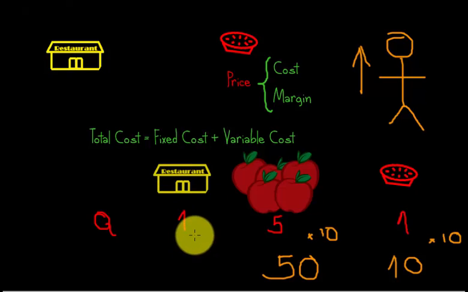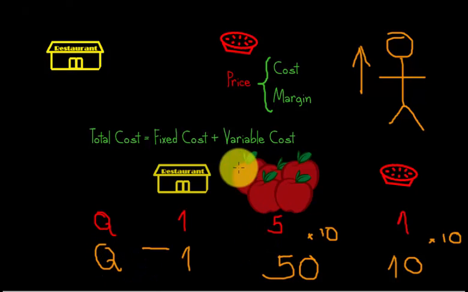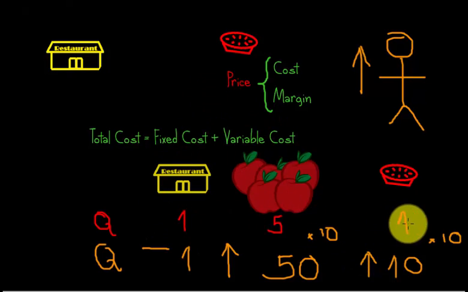And how many restaurants? Well, we have to suppose that the restaurant is big enough for a certain time. So we are going to need again just one restaurant. So it stays constant. But the apples increase if the apple pies increase. So here we have a variable cost and here we have a fixed cost.